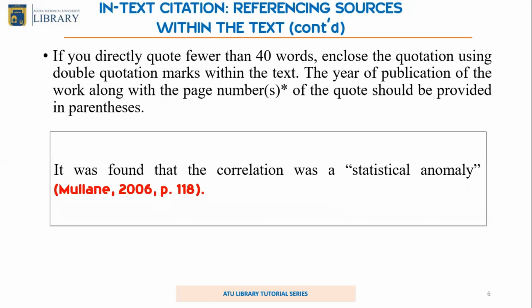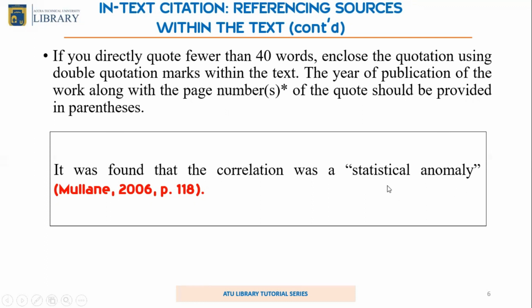Now, if you directly quote fewer than 40 words, take notes. If you are quoting fewer than 40 words directly, enclose the quotation using double quotation marks within the text. And that is an example that we have over here. The year of publication of the work along with the page number or page numbers of the quote should be provided in parentheses. So it was found that the correlation was statistically anomaly.